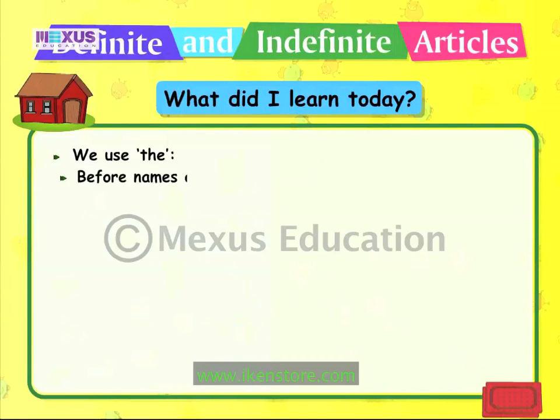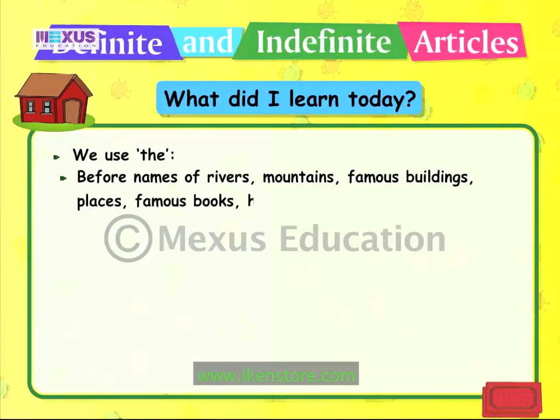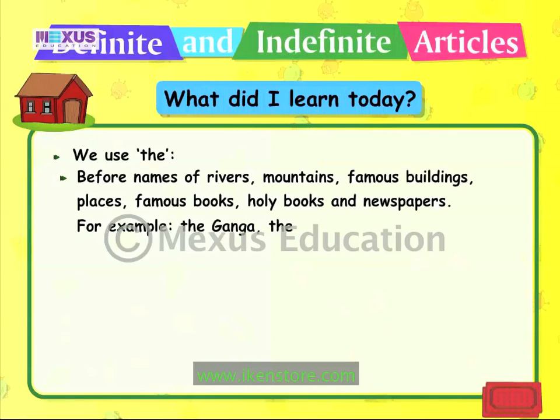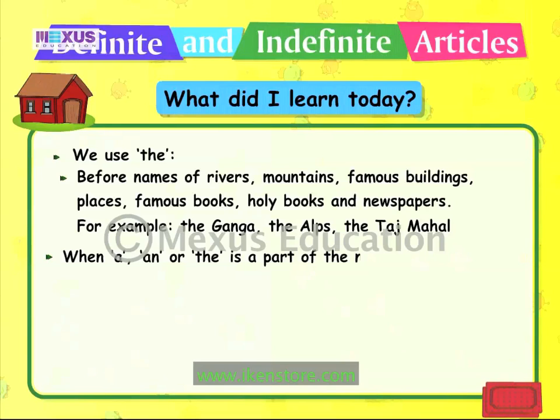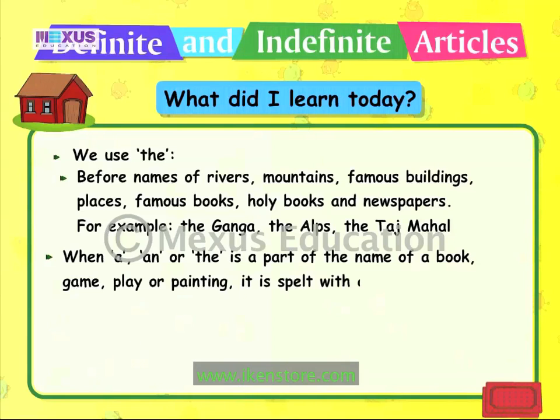Before names of rivers, mountains, famous buildings, places, famous books, holy books and newspapers. For example, the Ganga, the Alps, the Taj Mahal. When a, an or the is a part of the name of a book, game, play or painting, it is spelled with a capital letter.